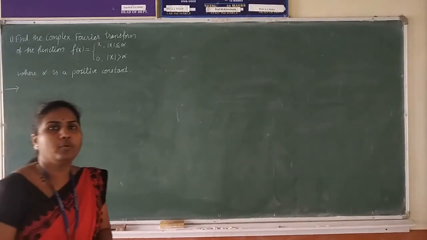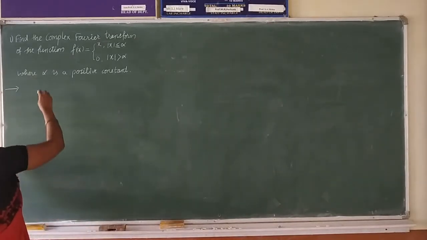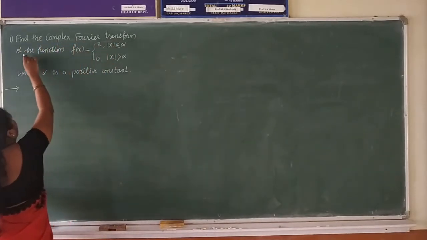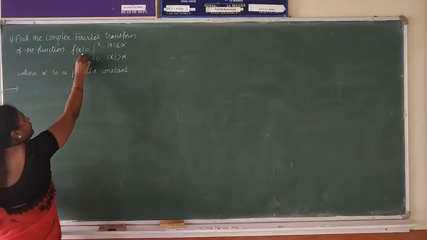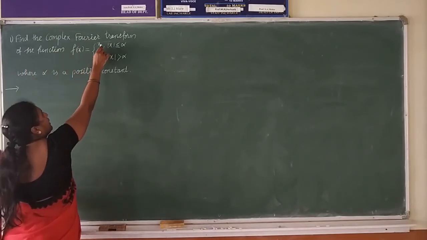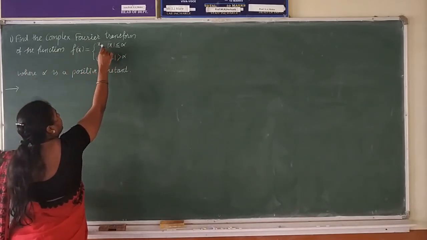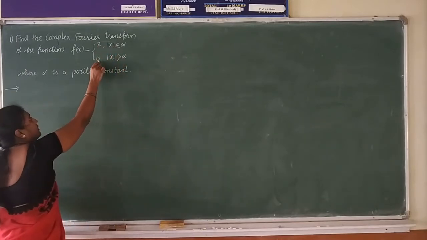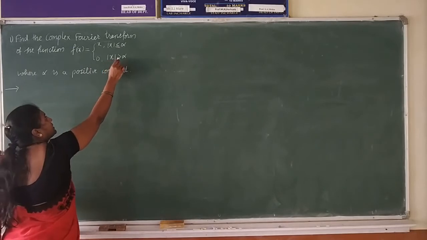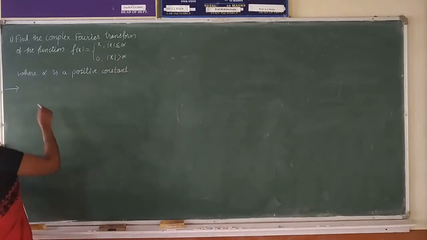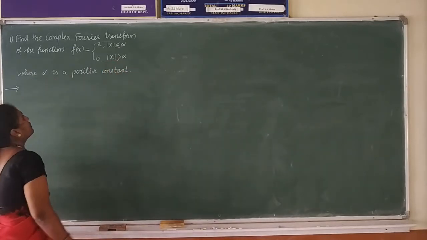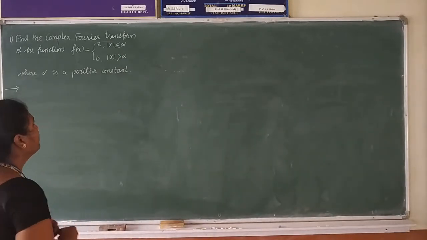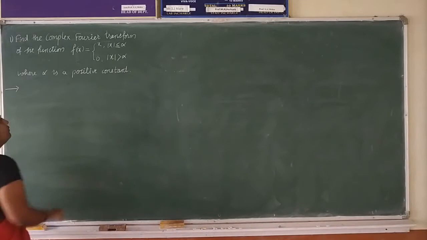Let's go for the problem. Let's solve this one. Find the complex Fourier transform of the function f of x equals x for mod x less than or equal to alpha, and the second function is 0 for mod x greater than alpha, where alpha is a positive constant. Here we are asked to find the Fourier transform for the given function f of x.